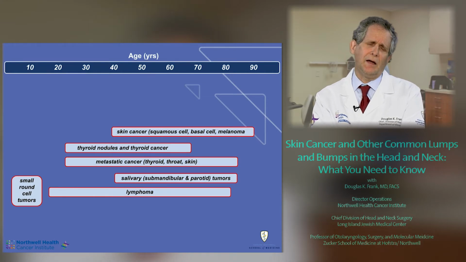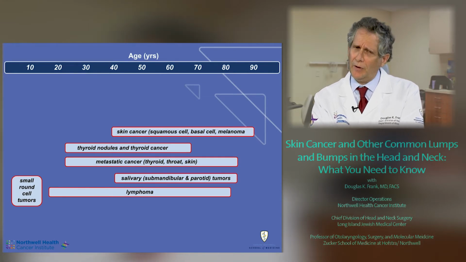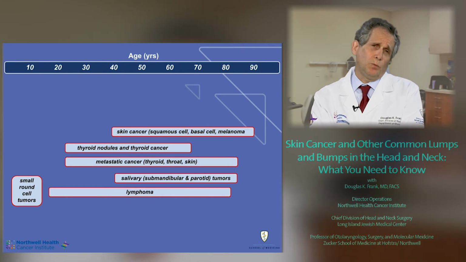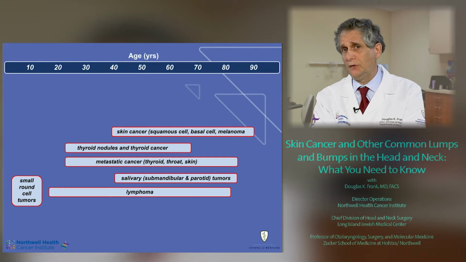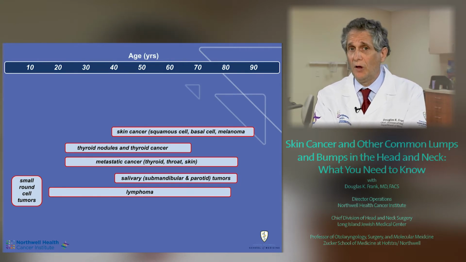And amongst the thyroid tumors, I want to point out that the vast majority of thyroid nodules in adults and young adults, older adults, are benign. With salivary gland tumors, depending on the salivary gland that the tumor is in, particularly the larger salivary gland tumors, the majority of these tumors are benign as well.